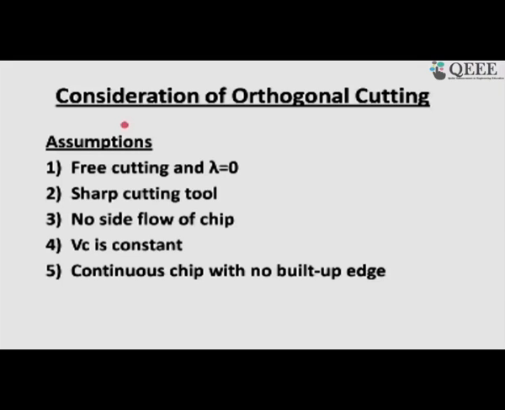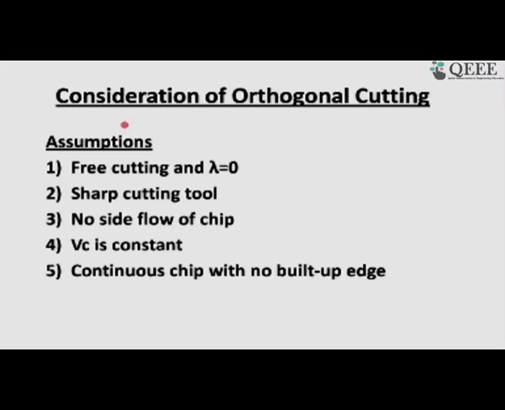There are other things, but at least lambda should be 0. The tool should be sharp, it is not a blunt tool, and we should not have a large edge rounding radius. Then it becomes plowing, it is no more shearing. So the problem will have different dimensions. Then definitely no side flow of chip, that is another condition. So it is a plane strain condition.